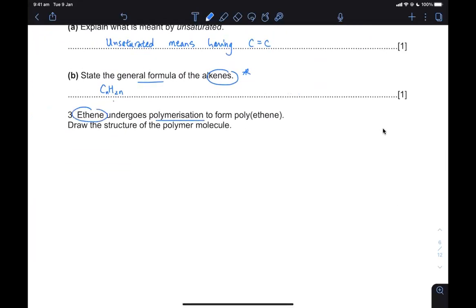Ethene is a 2-carbon compound, so it's C2H4. They want the polymer molecule. Before you draw the polymer, you should draw the monomer. The monomer is what you have before you get the polymer. The monomer here is something that has a carbon-carbon double bond, and it happens to be ethene. So ethene is 2 carbon, C2H4.